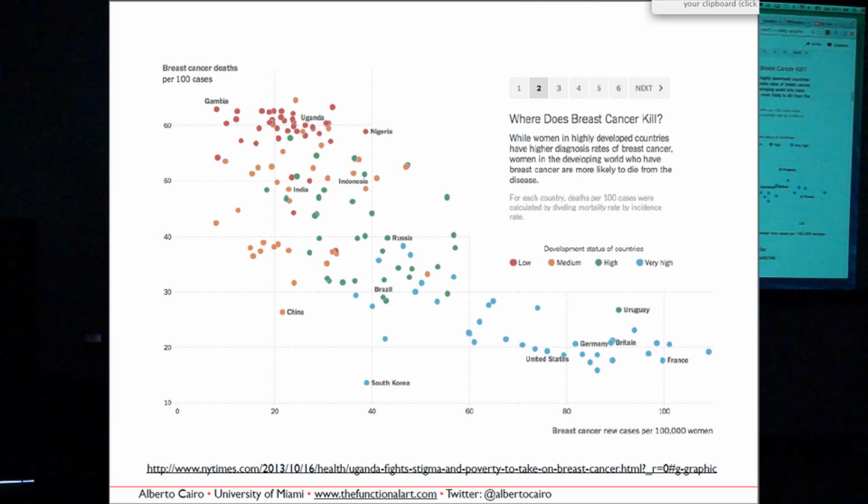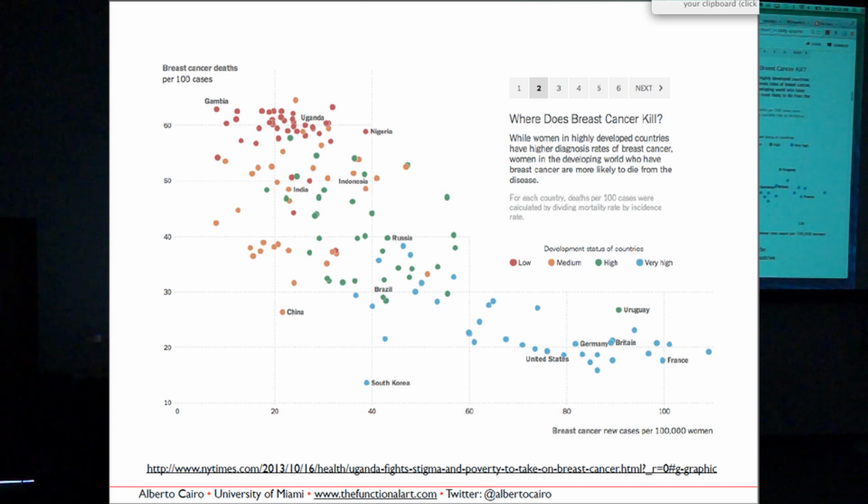A scatter plot that shows you the inverse correlation between the number of breast cancer cases detected in each one of those countries, and the mortality rate also detected in each one of those countries. And you will see that the relationship is completely inverse. The more cases are detected, the lower the mortality. And the fewer cases are detected, the higher the number of deaths due to breast cancer. This is very straightforward. It's interactive. You can navigate the graphic, etc.